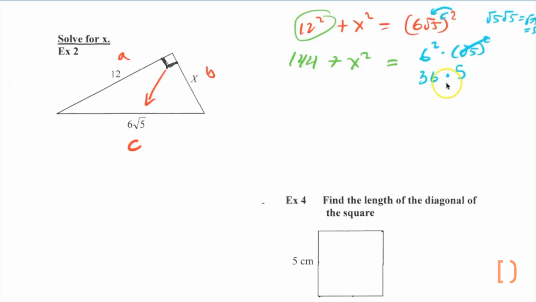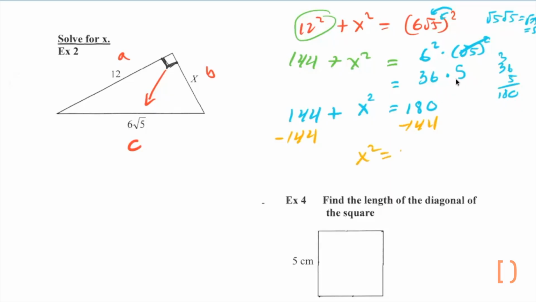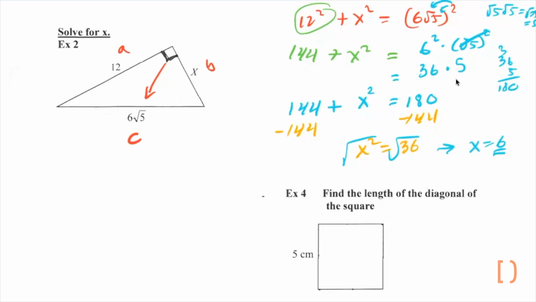The square and the square root cancel each other out. You just get 5. So this side's going to be 36 times 5, which is, what is that? 36 times 5 is 180. So this is 180. Over here, I still have the x squared, and then I still have the 144. Right? So we have to subtract off 144. We get x squared is equal to, what is that? 36. And then we square root 36, and I know that. X equals 6. So that's our missing side.